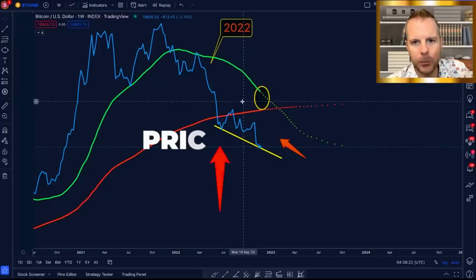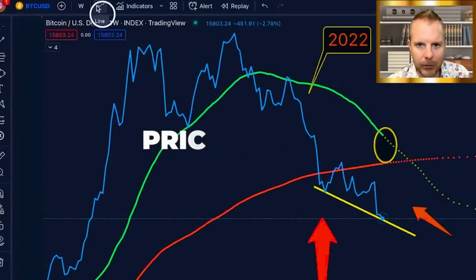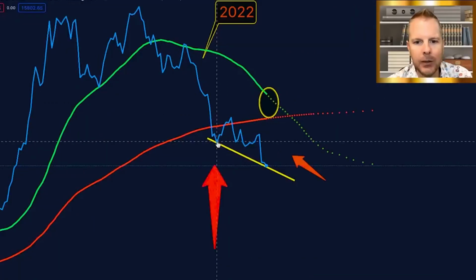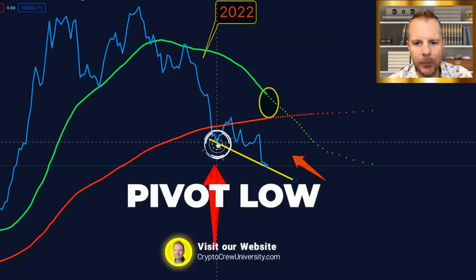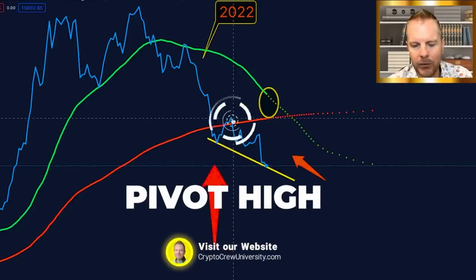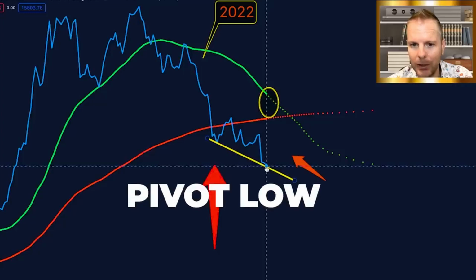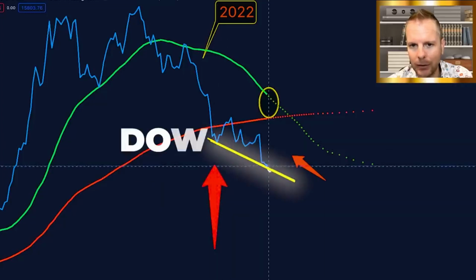This is Bitcoin's price action in a line chart, right? We just removed all the wicks, made it really simple. But you can see that we had our pivot low here, right? And then we had our pivot high, and we've had an even lower pivot low, right? This is clearly a downtrend.